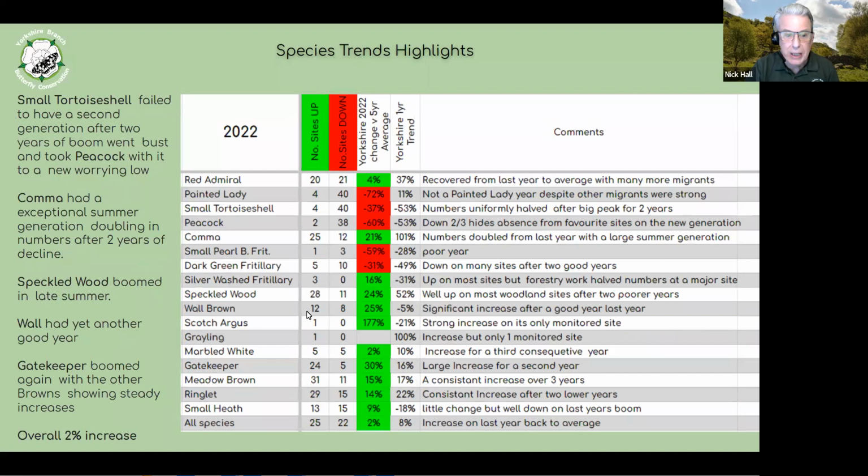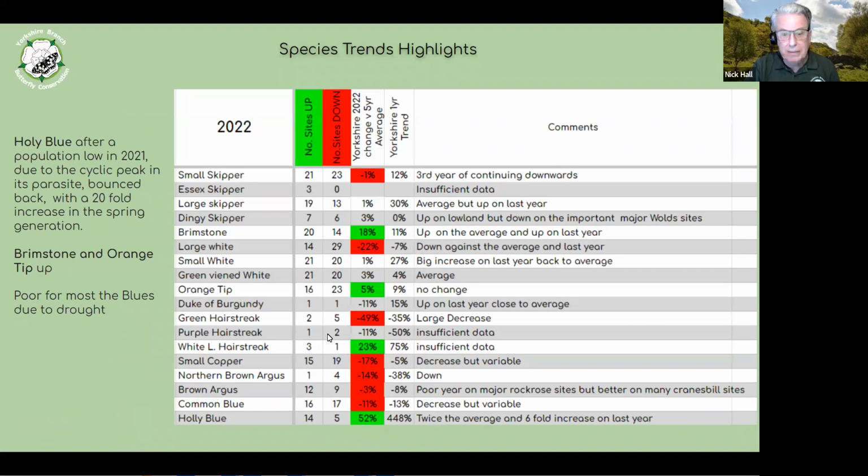Now, I went too fast. We only have one site with the Duke of Burgundy. It was slightly down against the five-year average, but up compared with last year. It's holding its own, just. The big down story is green hairstreak, down on five sites, which seem to have a very large decrease. I think that's related to the drought. And all the other Lycaenids, the blue families, were almost universally down as well.